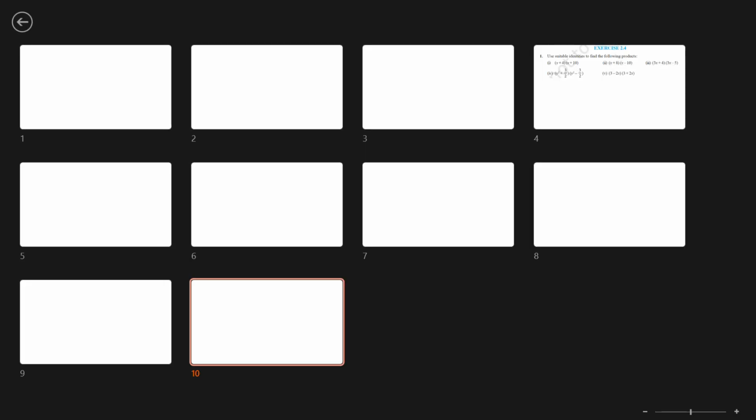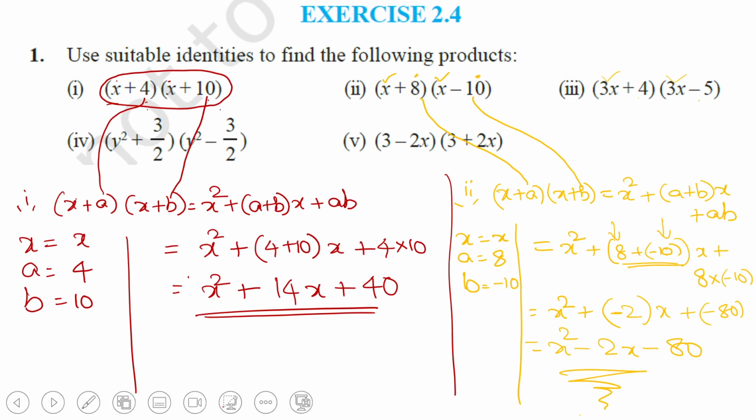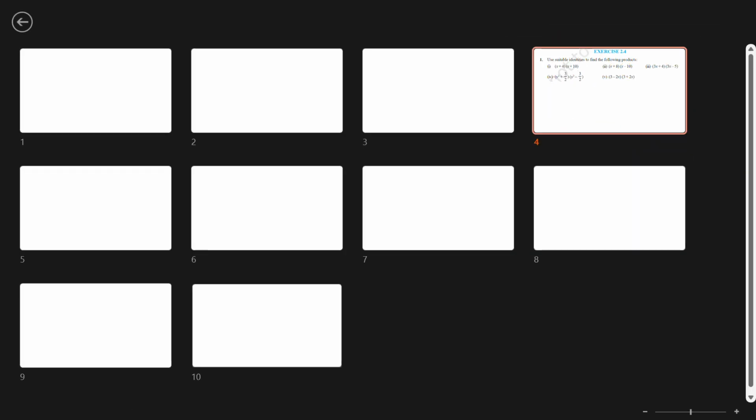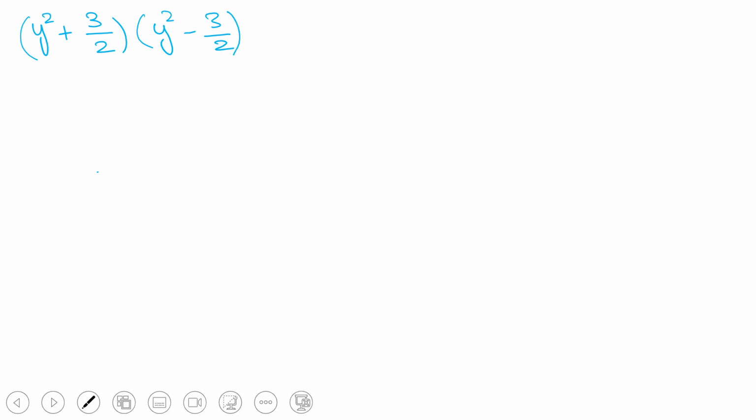Let us see this. So what is this? Is it the fourth or third? Let me check. The fourth one, y square plus 3 by 2, right? Okay. y square plus 3 by 2 times y square minus 3 by 2.